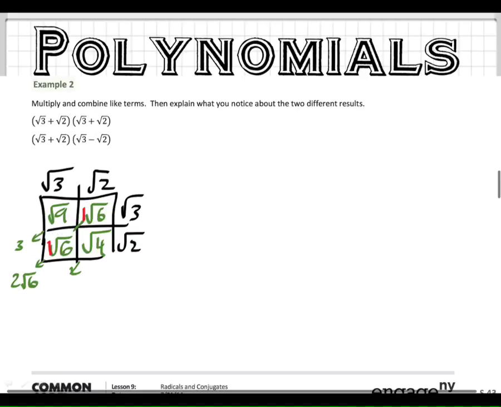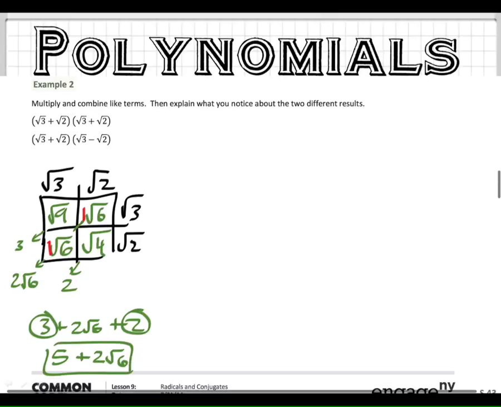Alright, then the radical 4 simplifies to 2. When we write this out, we get 3 plus 2 radical 6 plus 2. And I can add these together because those are like terms. Those are both integers without radicals. So we have 5 plus 2 rad 6. And that's what we get when we multiply the first ones together.